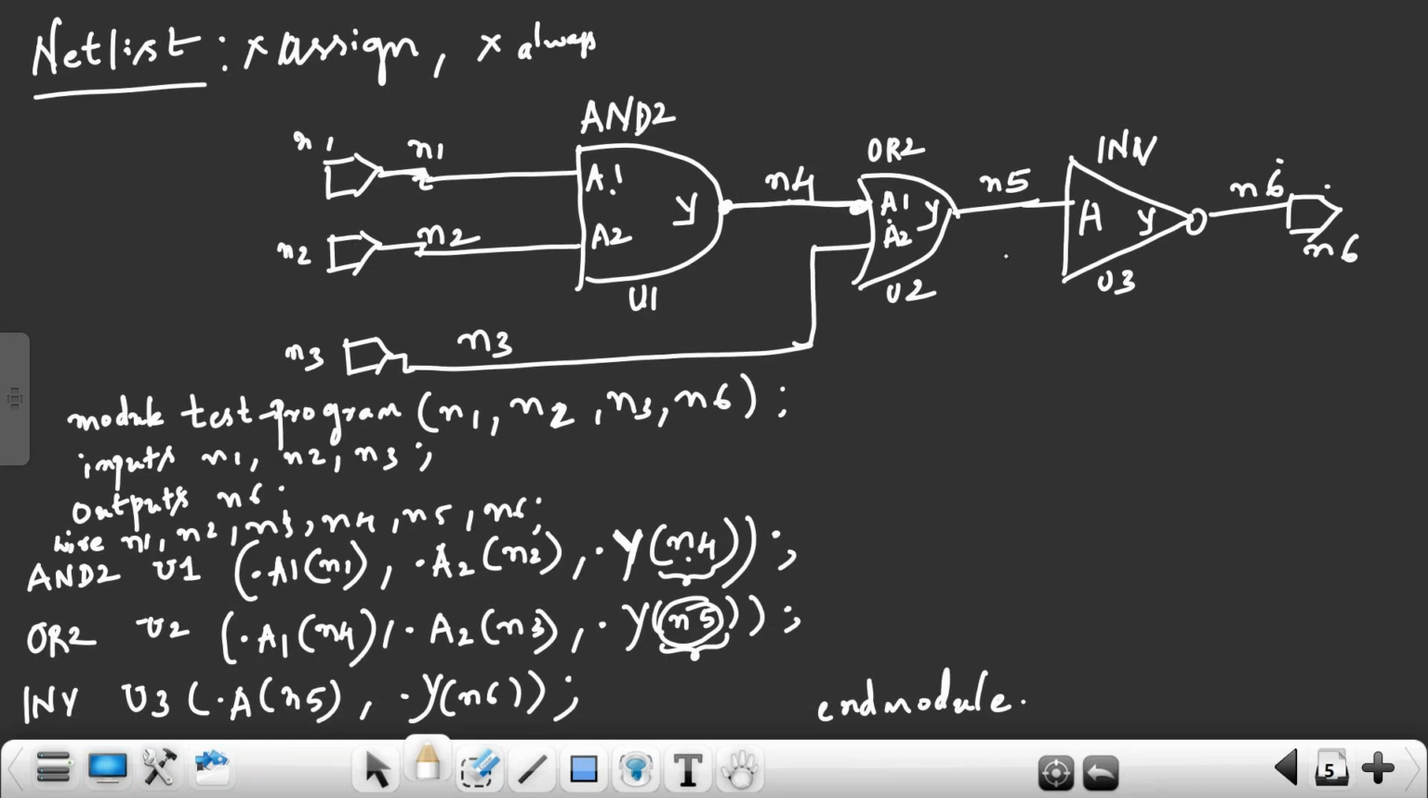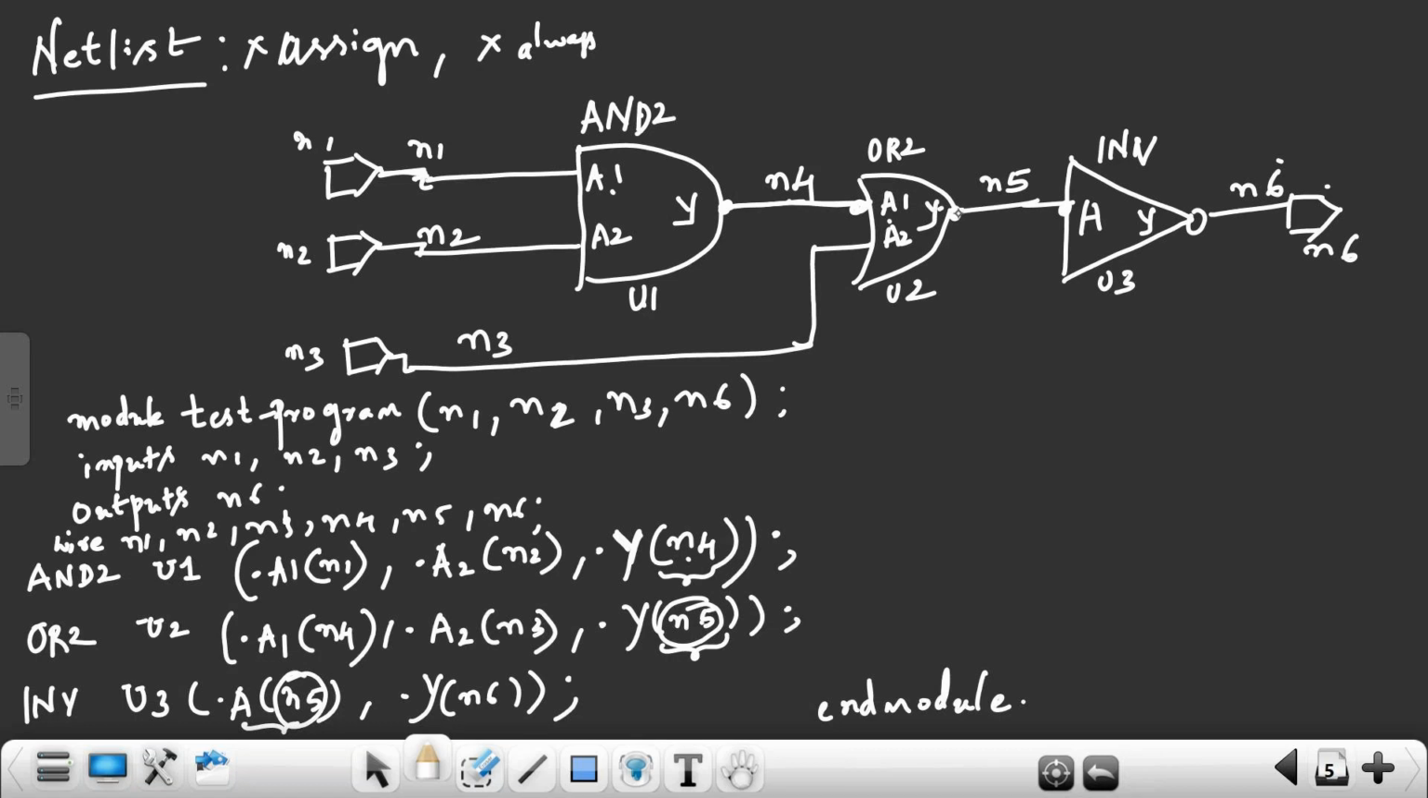This N5 net is the output of what, and the input of what? Here you see N5 is the output of U2, the output of the Y pin, and is input to the A pin. N5 net. My tool can understand. Okay, it is out.